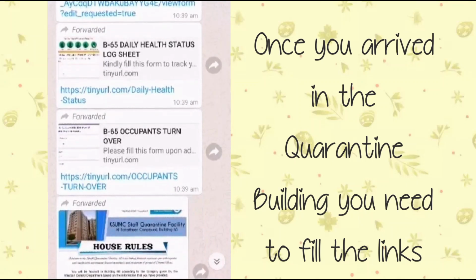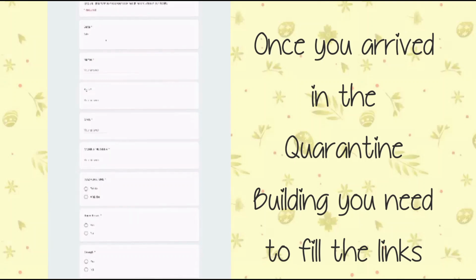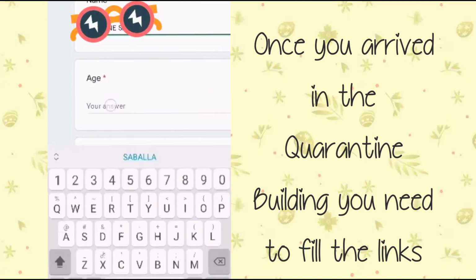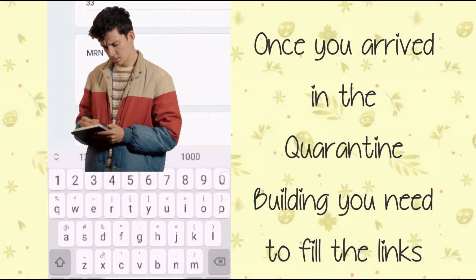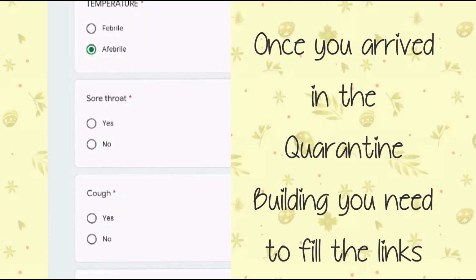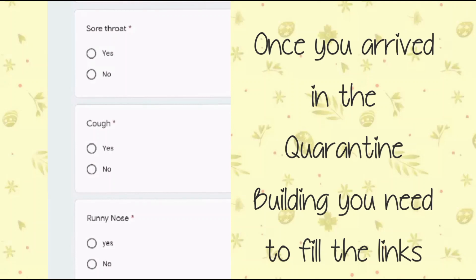So, the daily health status log sheet. This is the daily health check. You just have to fill that in day-to-day. Then your name, age, your MRN, your mobile number, and temperature. Febrile means you have a fever. Afebrile means none. We had our temperature taken earlier, and I have no fever. Sore throat: I have an itchy throat, but not a sore throat, but I will put yes on it.